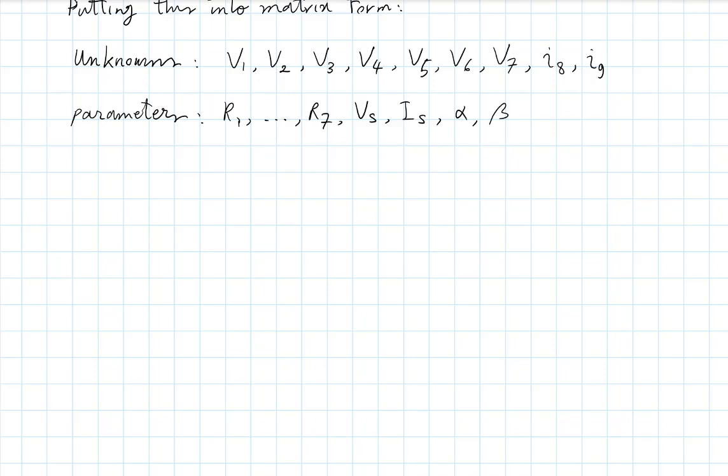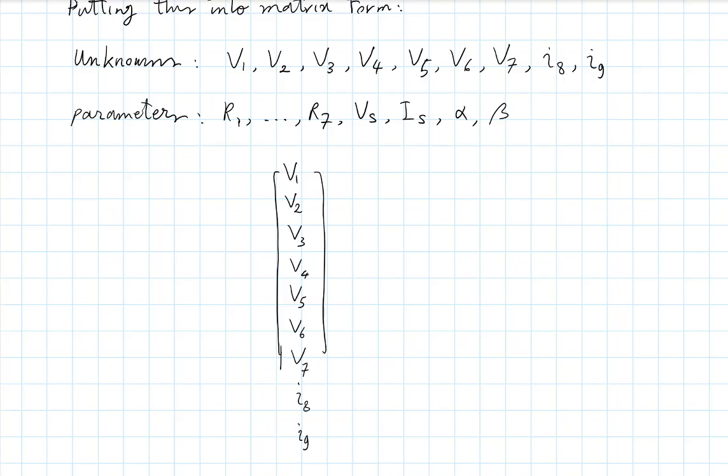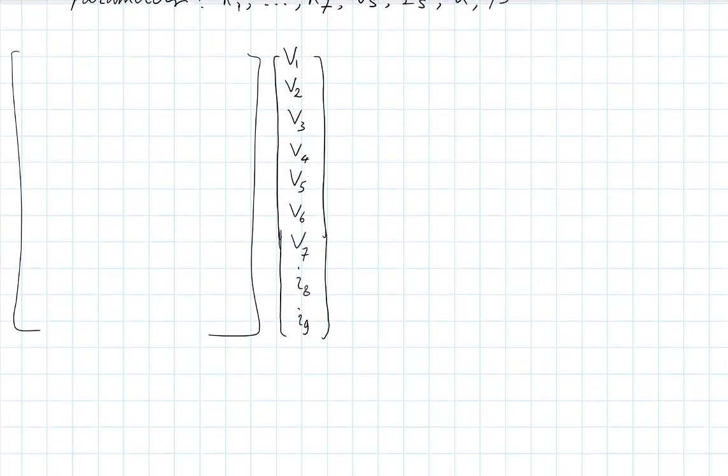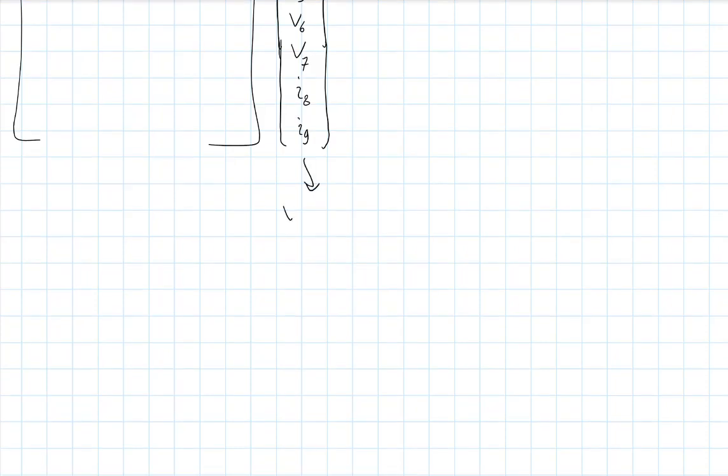So a convenient way of doing this is to define a vector of your unknowns. In this manner, where you put all your unknowns, V1, V2, V3, V4, V5, V6, V7, I8, and I9. And here you have a matrix. So in this case, this is going to be a 9 by 9 matrix. So this is your vector of unknowns. This is a 9 by 9 matrix.